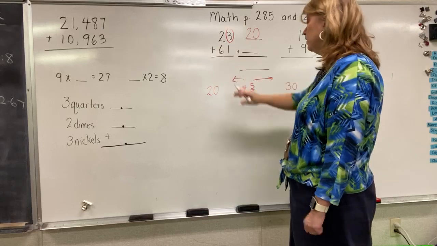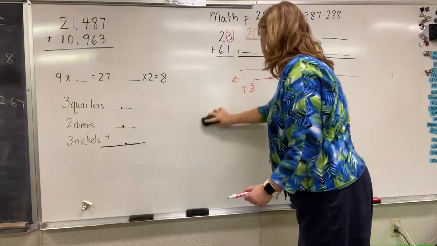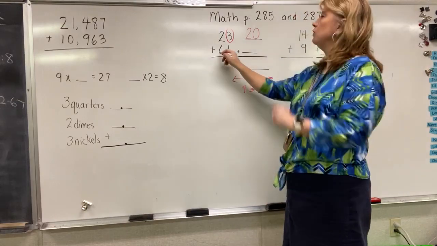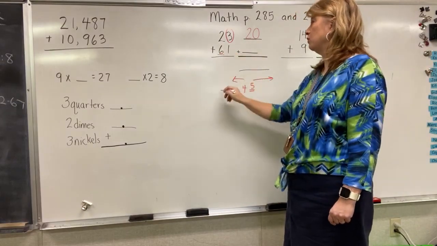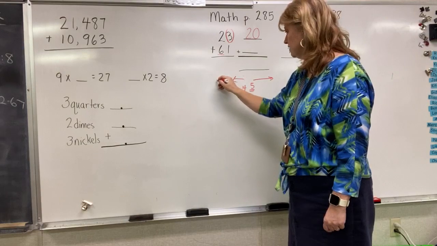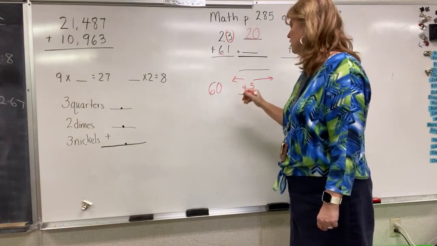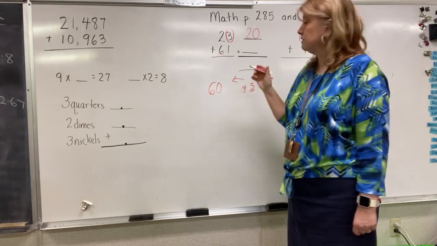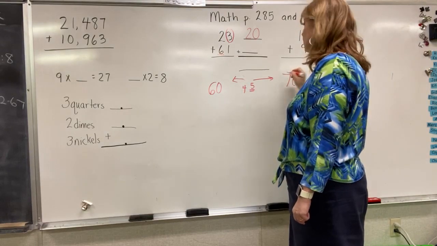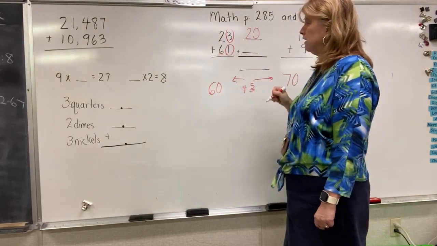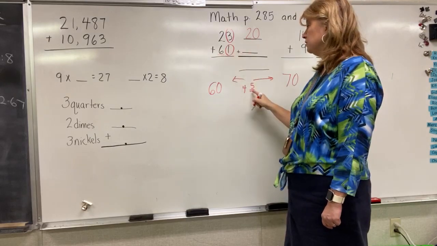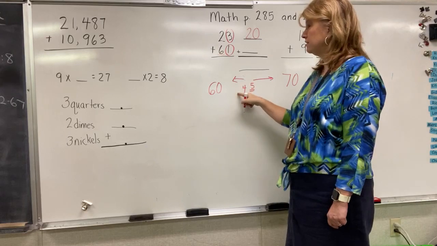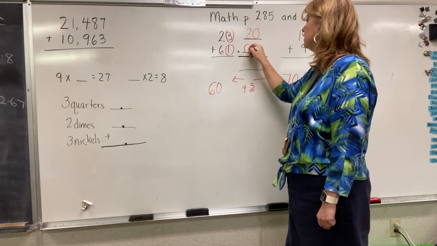Now, for 61, we have to determine what two numbers it is between. Look at the tens place. We start with what? 60. What comes after 60 when you're counting by tens? 70. And then we look at the ones place. It's a 1. So is it more than 5 or less than 5? It is less than 5. So we estimate it at 60.